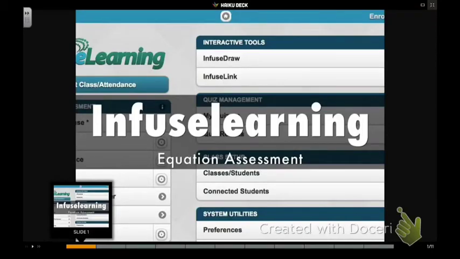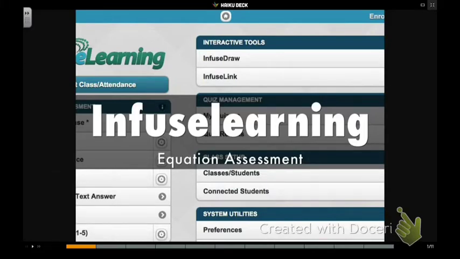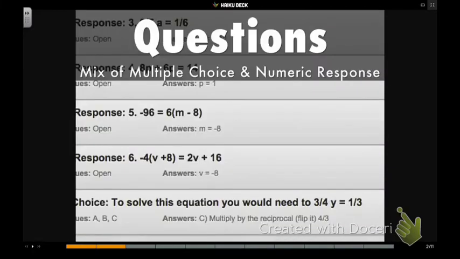I'm going to review Infuselearning and then look at the results of a quiz reviewing the concepts of solving equations. The particular quiz that I gave involved a combination of multiple choice questions and then also open-ended questions where they could solve the problems on a separate sheet of paper and then input their answer into the computer.